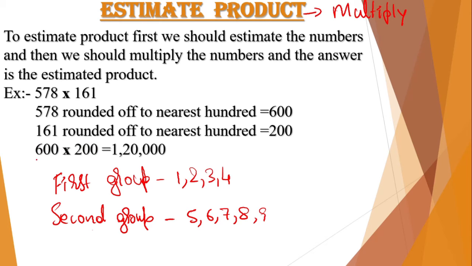And we only have 6 and 2 now. So 6 multiplied by 2 will give us 12. So 12 will come here and we will add all the 4 zeros next to 12. So the estimated answer, the estimated product will be 1,20,000. So like this we estimate sum and product. So sum means addition and product means multiplication.